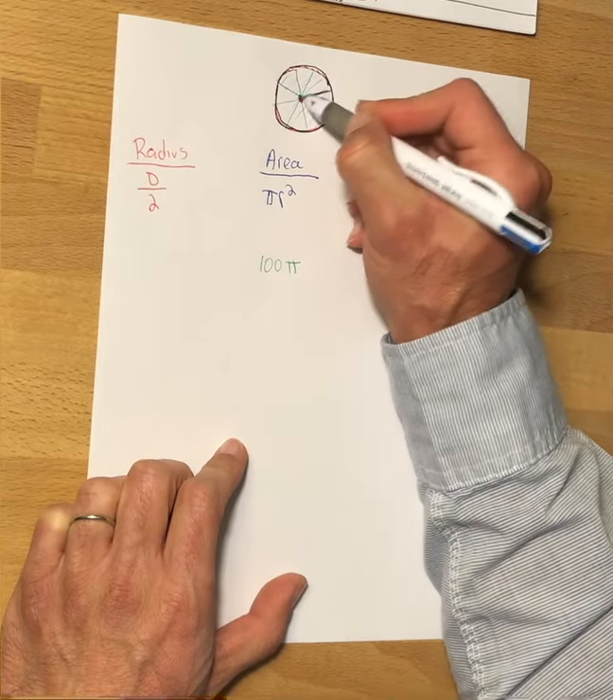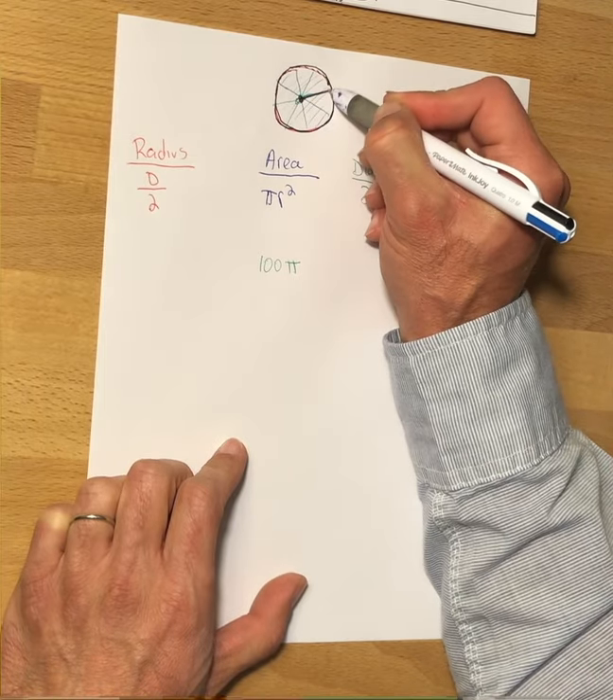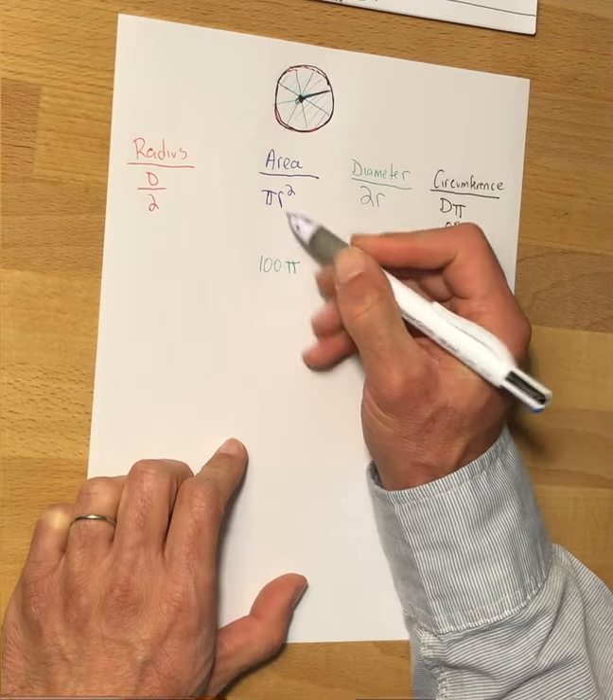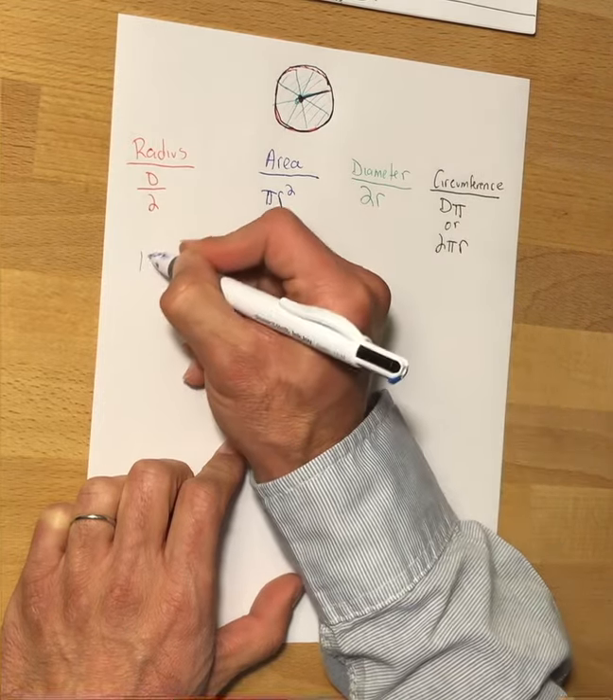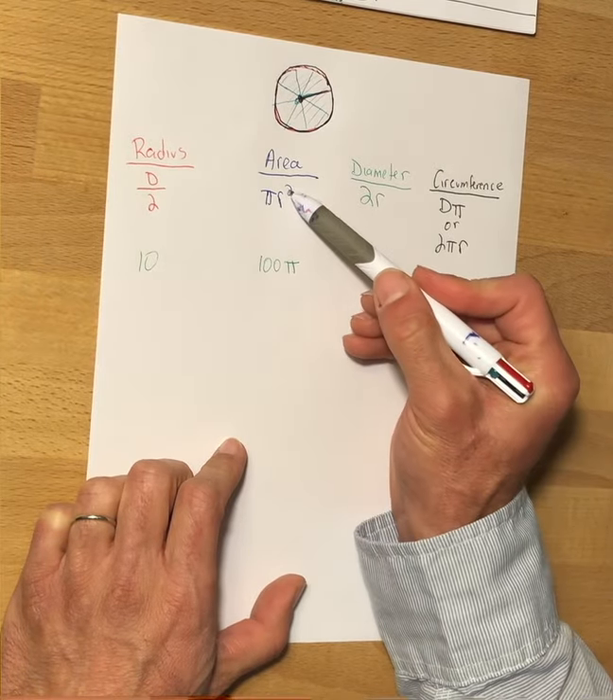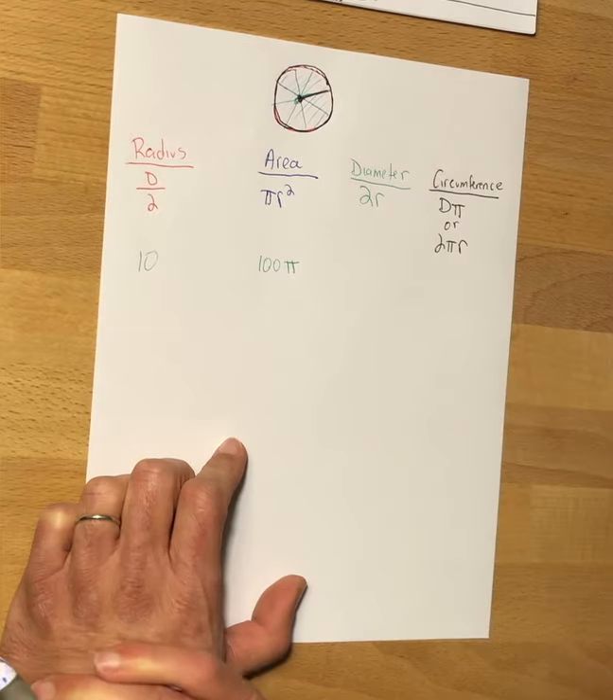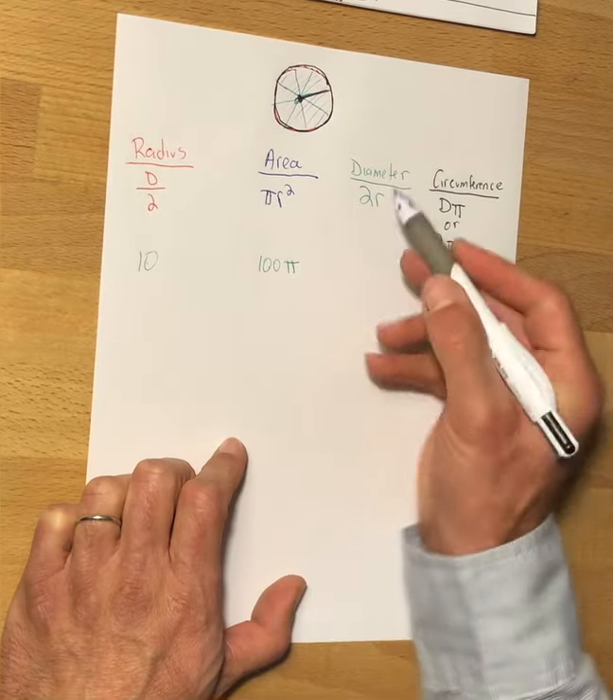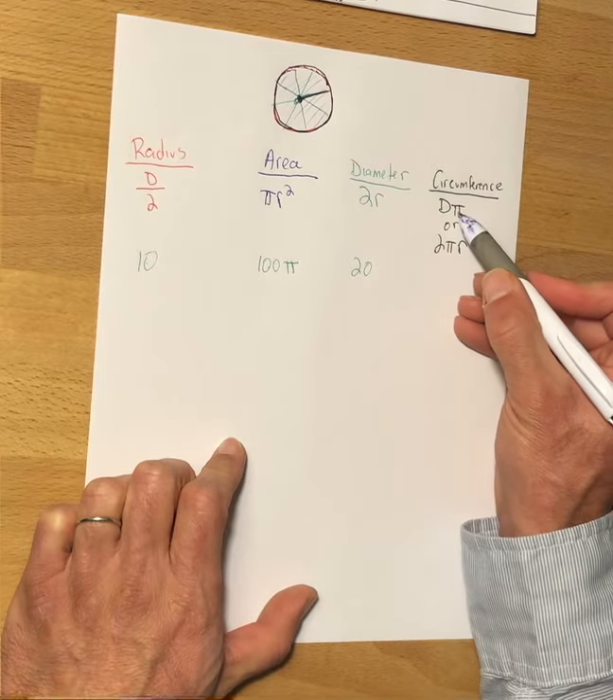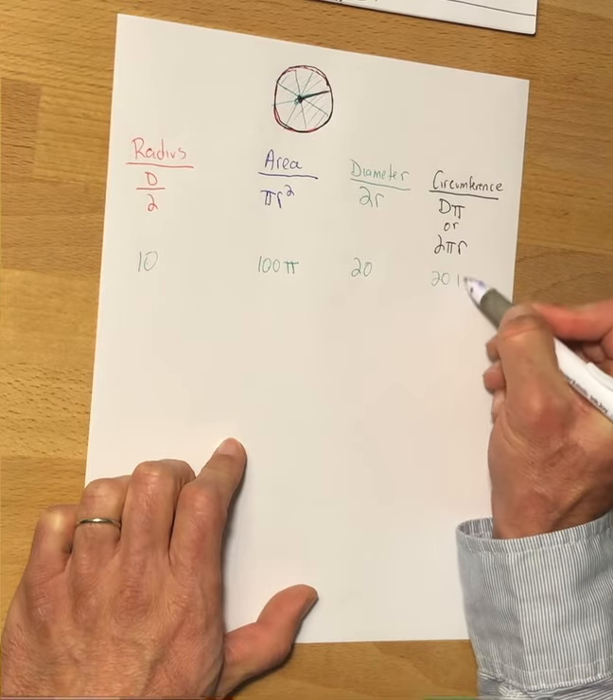It's the length of this center from here to here squared. So if this is 100 pi, your radius would be 10. Because if your radius is 10, 10 squared is 100 pi. If your radius is 10, your diameter is twice that, 20. And your circumference is 20 times pi.